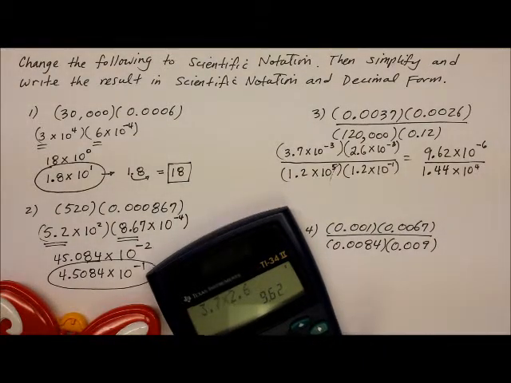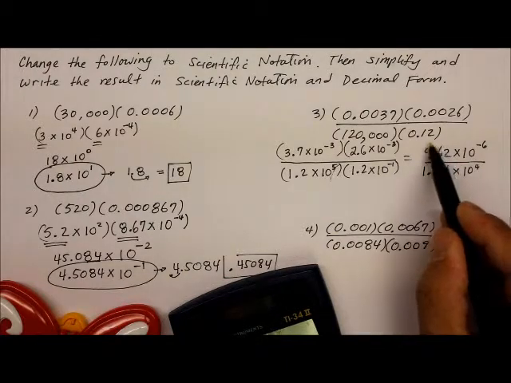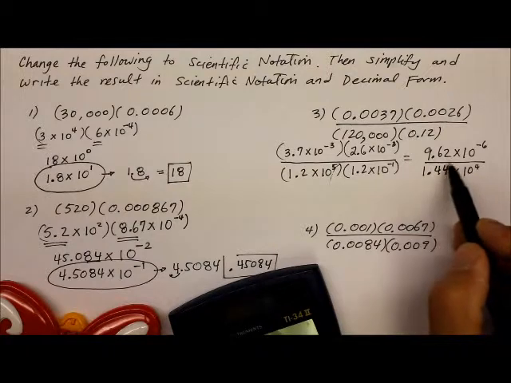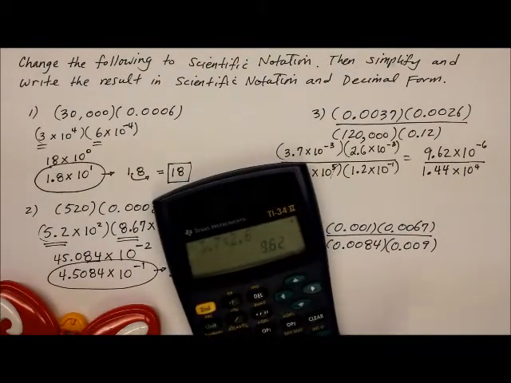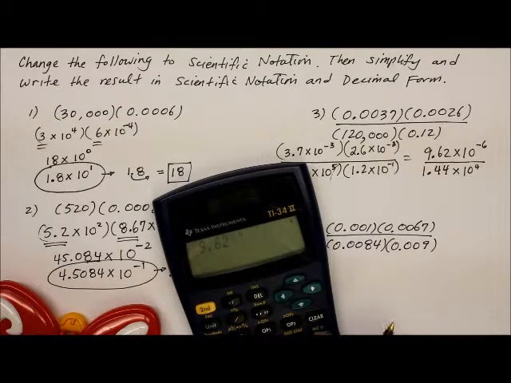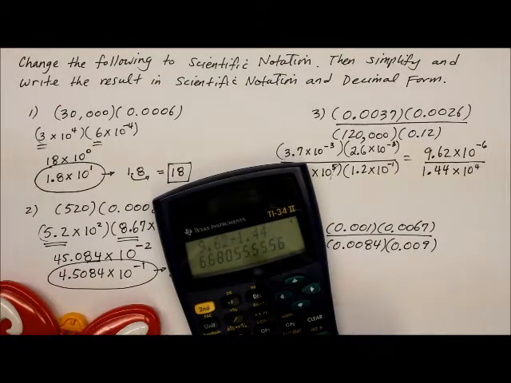So what's the deal now? Well, the rule is, now you take this numeric part and this denominator numeric part and you divide them. So let's do that. 9.62 divided by 1.44. Well, actually, let me punch that in. 9.62 divided by 1.44. That gives me some huge number. Let's round it up, shall we? 6.6805. So let's say 6.681.